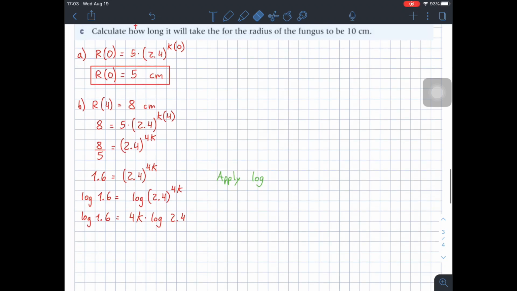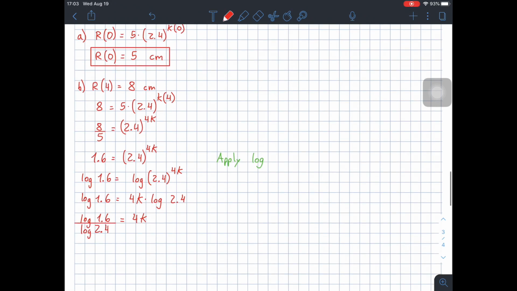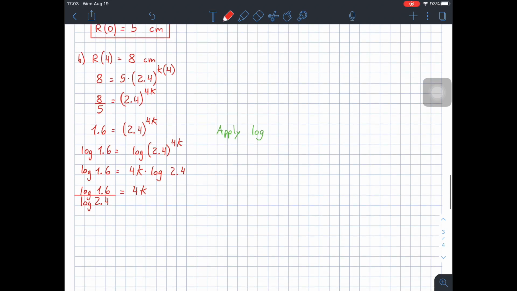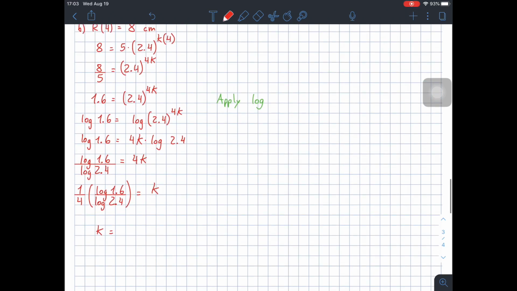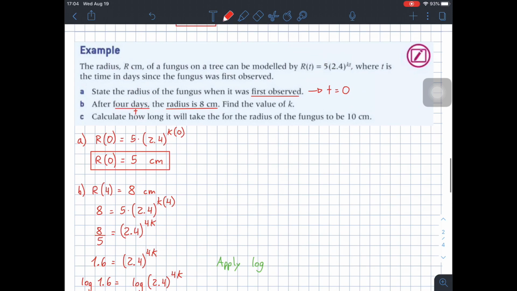There. So the next step would be to take all of this dividing to the left side, right? So log of 1.6 divided by log of 2.4 is equal to 4k. And finally, to finish leaving the k alone, I will take the 4 dividing to the left side. So I'm going to write it like this: 1/4 of log of 1.6 divided by log of 2.4 is equal to k. Then I will use a calculator to determine the value of k. So this is 1/4 times log of 1.6 divided by log of 2.4, and I get a value of k which is equal to 0.134 if I round it to 3 significant figures. So that's the value of k that we're being asked for in part B of the exercise.